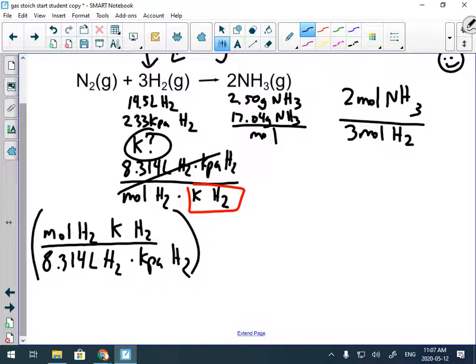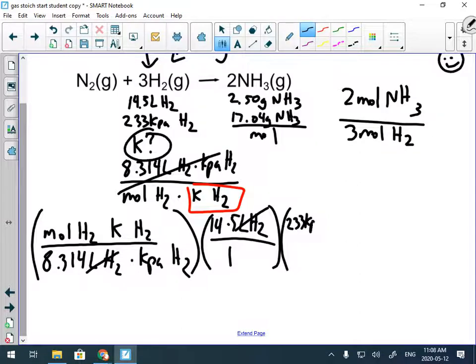All right, let's start getting rid of some stuff that we don't need. Let's get rid of liters, so 14.5 liters hydrogen. That's going to get rid of that. We can't get rid of the kelvins, we've got to solve for kelvins. Let's get rid of kilopascals, so 233 kPa hydrogen. Okay, that's gone.